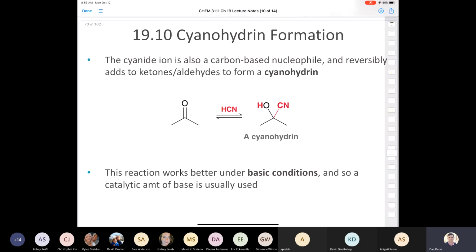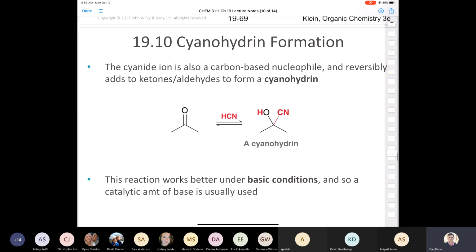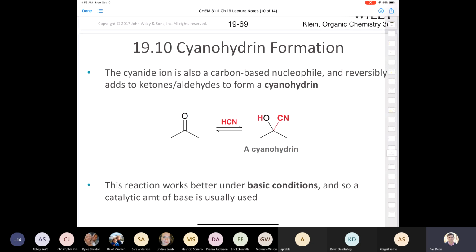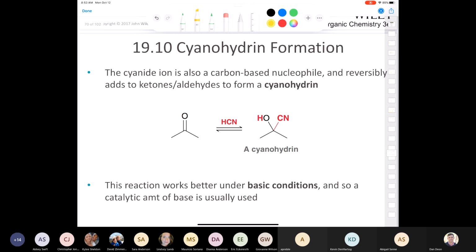Let's talk about something that's new, which is cyanohydrin formation. One thing about chapter 19 is that it's replete with new functional groups. Here's a brand new one for you, which is the cyanohydrin. Cyanohydrin shown here. And there's quite a bit of detail about this in the book.